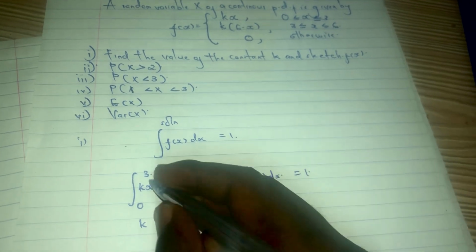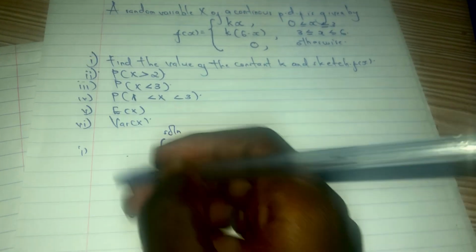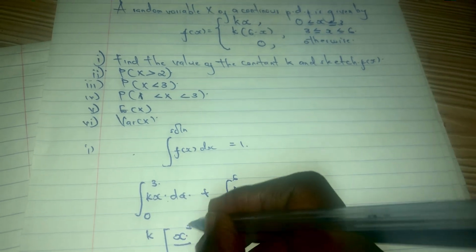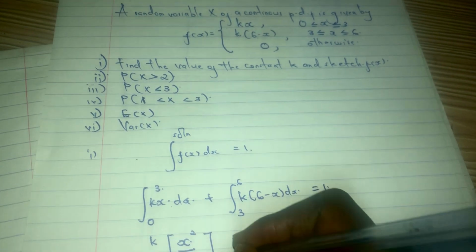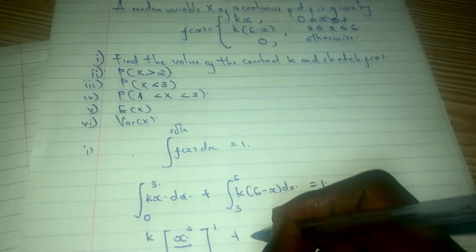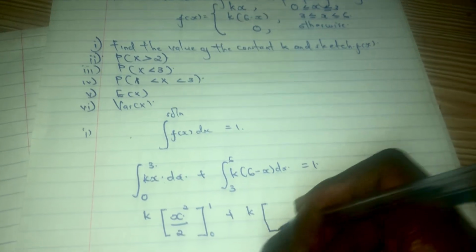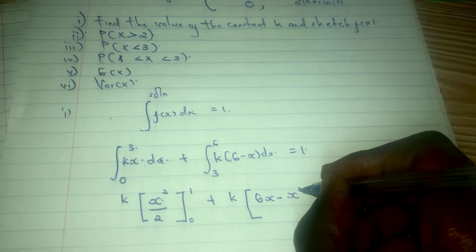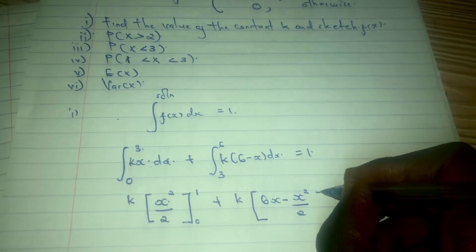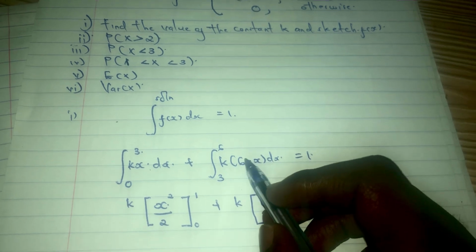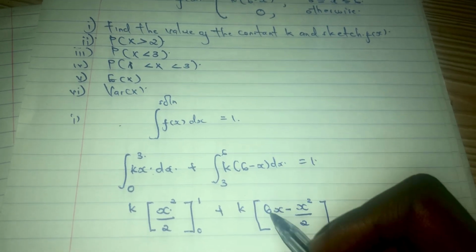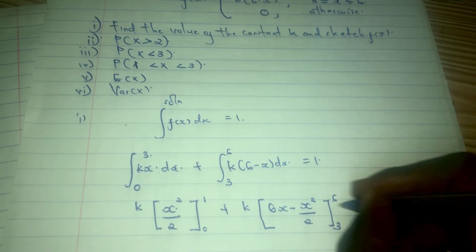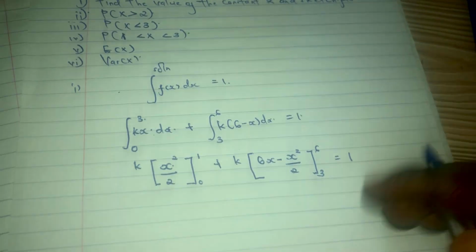This equates to 1. So here we shall remain with k. And what do you remain with here if you integrate x? Remember, when you're integrating, you add 1 to the power, so it becomes 2, and divide by the new power. This is from 0 to 3, plus k, which is the same here. This will be 6x minus x squared over 2. Because this one is a constant, when you integrate you just add x. And this is from 3 to 6, equals 1.